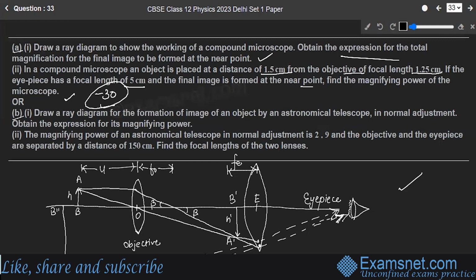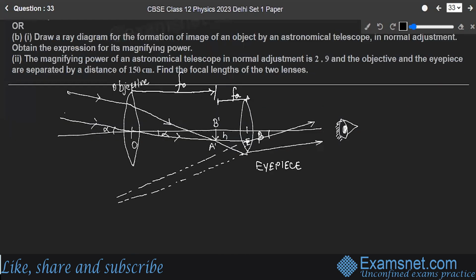Now let's move to the B part of the question. Over here, you have to draw a ray diagram for the formation of an image of an object by an astronomical telescope in normal adjustment. Obtain the expression for its magnifying power. Let's do this. So this is the required ray diagram for the formation of the image by an astronomical telescope in normal adjustment.